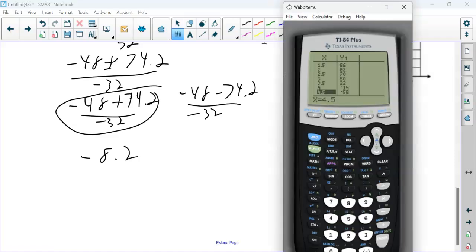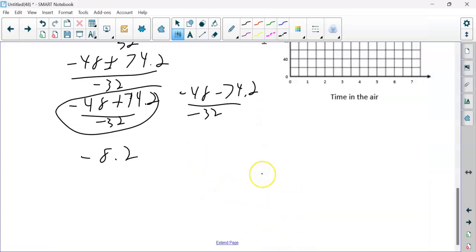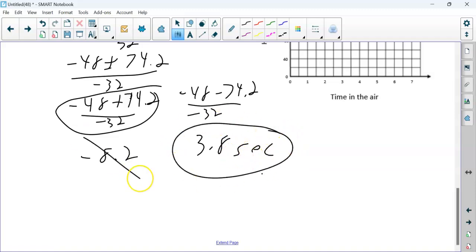If they look at the graph, okay, we can't go back in time, so that won't help us. And this one ends up being 3.8 seconds. And that's the one we want. Because negative 8.2 doesn't make sense. We don't want to go back in time.